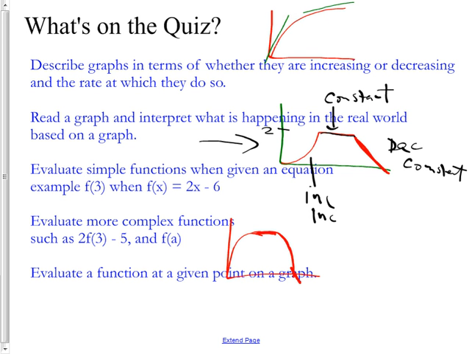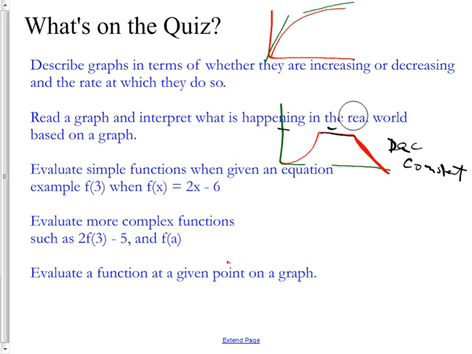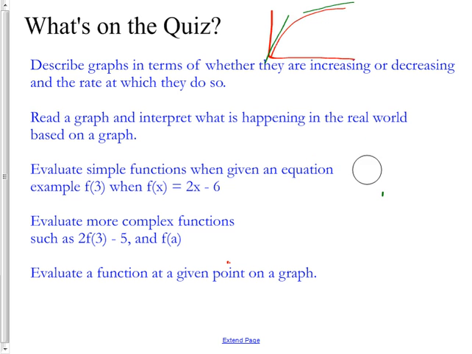Okay, so drawing a little picture for a situation. Those are problems you're going to practice on tonight's homework. Next kind, read a graph and interpret what's happening in the real world based on the graph. All right, so if I gave you this picture and said, what is he doing in the constant zone? What would you say? He stopped. What is he doing at the end of the graph? Is he going home? I'm going to give you a new graph. You tell me what's happening in these three parts of this graph.